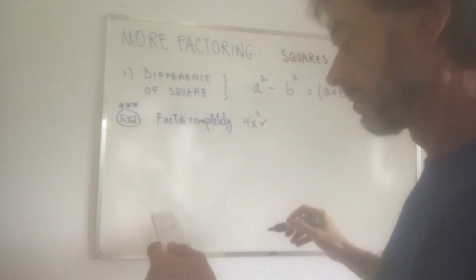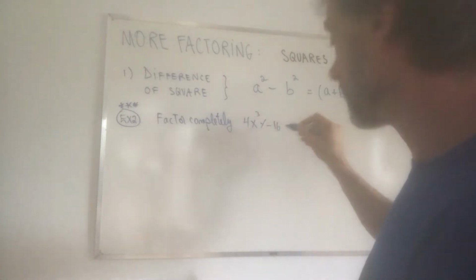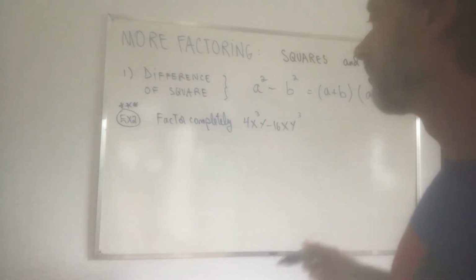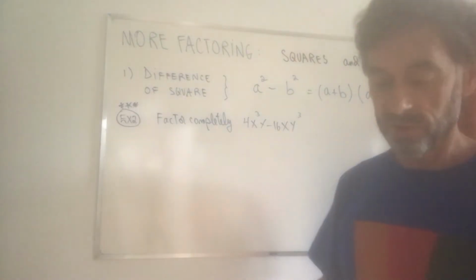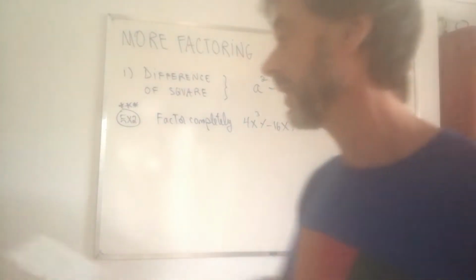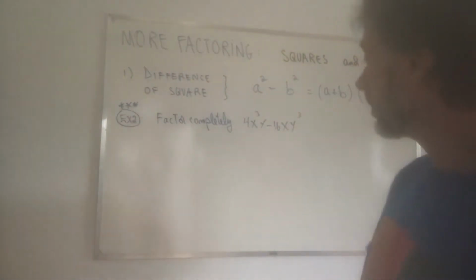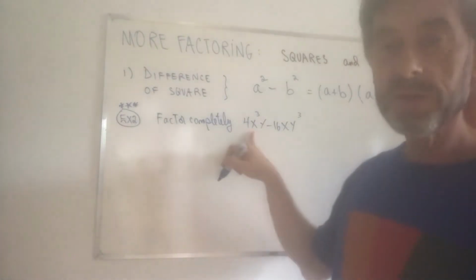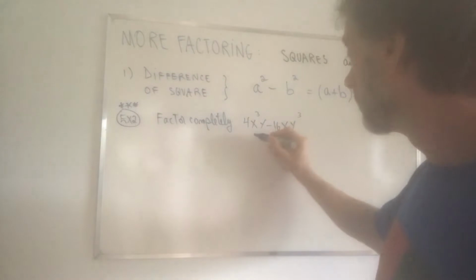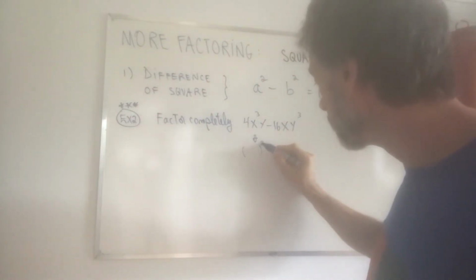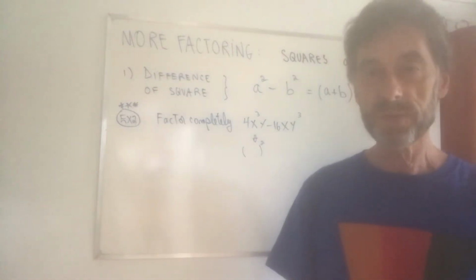4x³y minus 16xy³. Well, it's 3 stars because there's a few more variables, but it doesn't mean it's really that much more complicated. So, how would you like to start this? Do you think you can write this guy, 4x³y, as something that is a perfect square, that is something with a power of 2 outside?